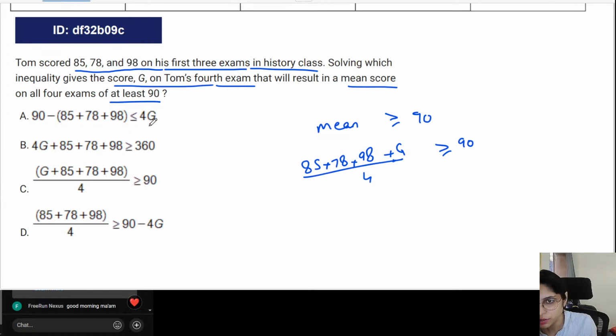So basically it should be greater than or equal to 90. So this option is gone, this option is gone, this option is gone. So adding all, divided by 4, should be greater than or equal to 90. That's correct. Next is question number 30.